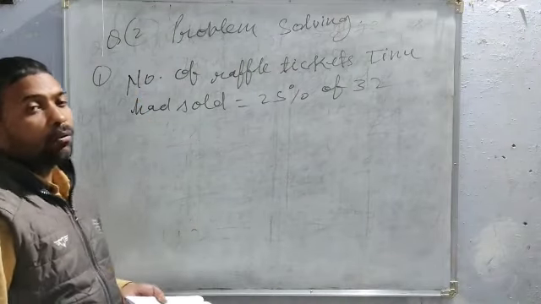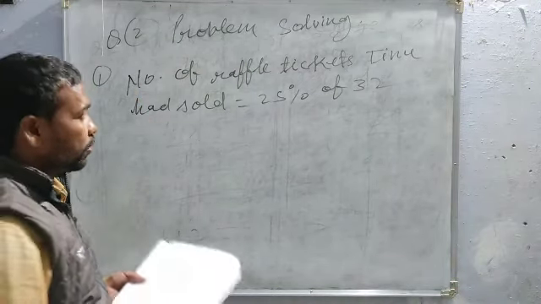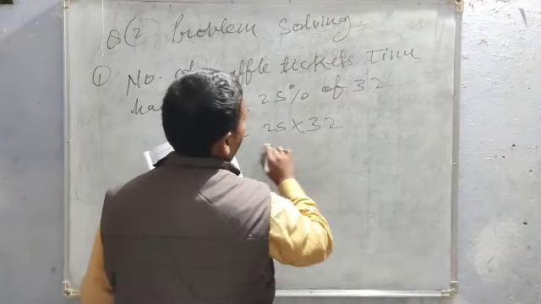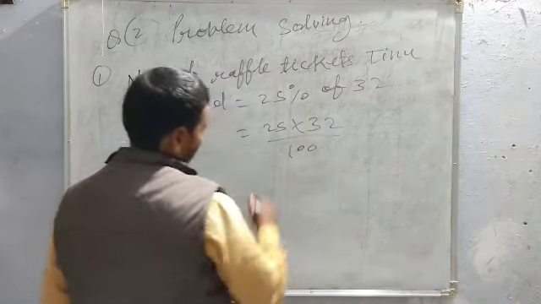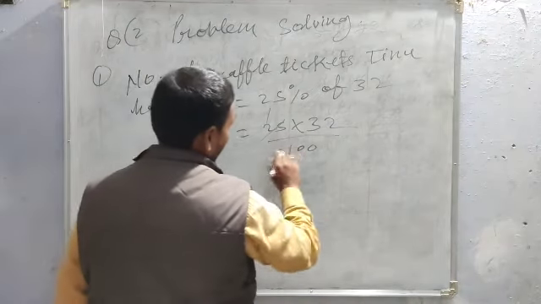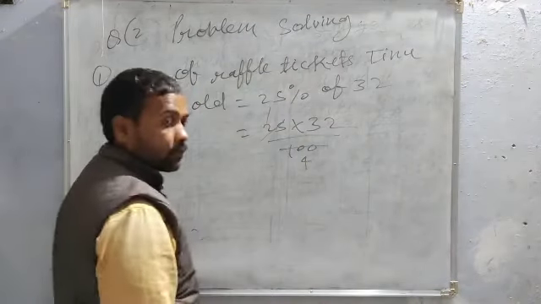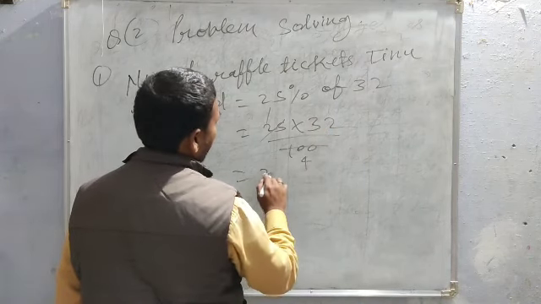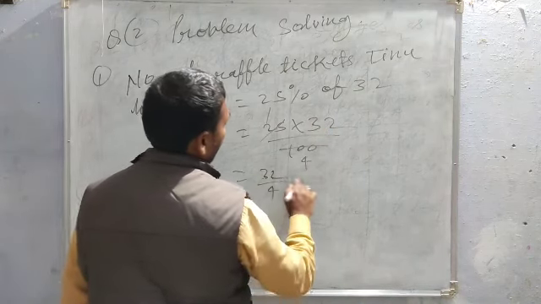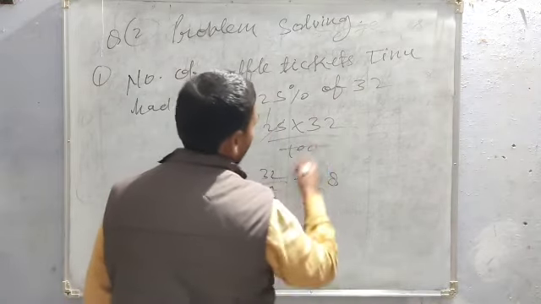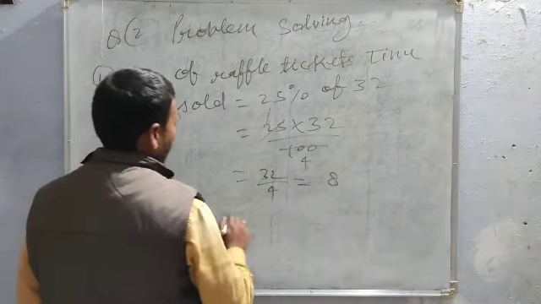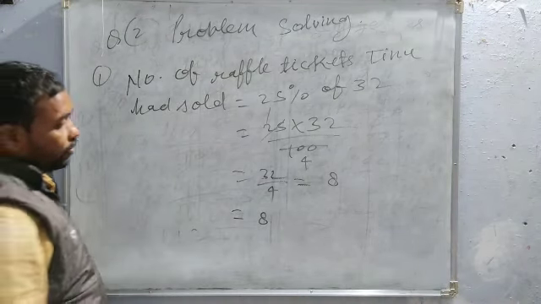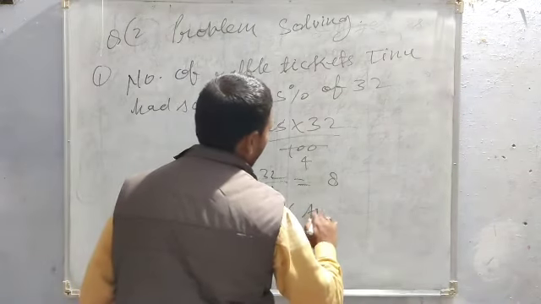So previous question, you know how to find the percentage of given quantity. 25 multiply 32 by 100. 25 1 ja 25, 25 4 ja 100. That is 32 divided by 4. You know division, that is 8. We cancel here only. So how many tickets we had sold? 8 tickets. So your answer will be 8.